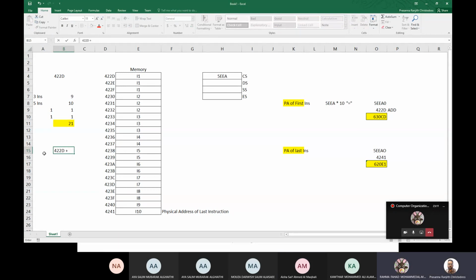21, but we have to convert it to hexadecimal. What is the hexadecimal of 21? 16 is 10, 17 is 11, 18 is 12, 19 is 13, 20 is 14, and 21 is 15. So you're going to add 15 to it. Add and tell me: D plus 5 is how much? E, F, 10, 11, 12.